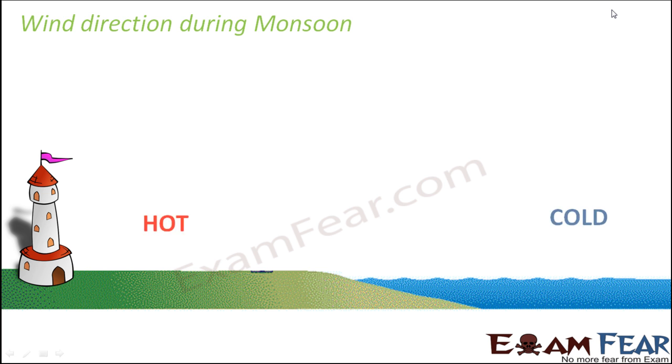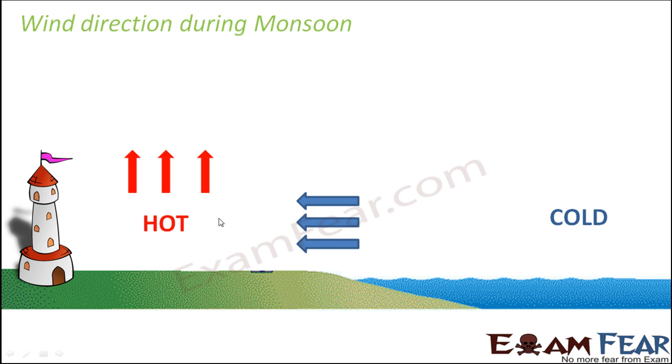In presence of so much heat, the land gets heated up faster. The concept here is similar to the sea breeze concept, which happens during the daytime, because during summers it is very hot, and under that heat the land gets heated up faster, and therefore the hot air moves up and the cold air from the sea flows towards the land. So these winds which blow from the ocean towards the land, that's the direction of wind flow during summers.